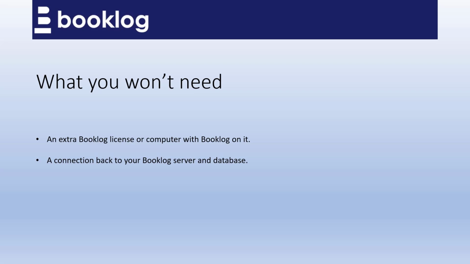You won't need your normal Booklog credit card reader, receipt printer, or pole display to process sales the way your store registers do. All you need is your Square card reader, your portable device for running Square, and a cash drawer for non-credit card transactions.